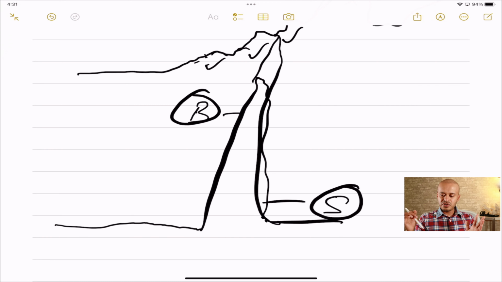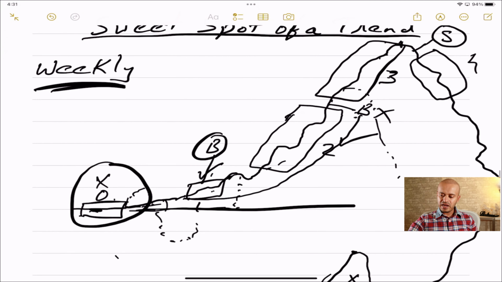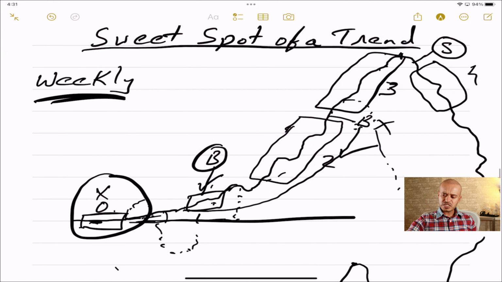So I hope this is helpful. To recap, buy at the sweet spots and avoid buying in the number 3, which is like the overbought territory in terms of trading styles and strategies.